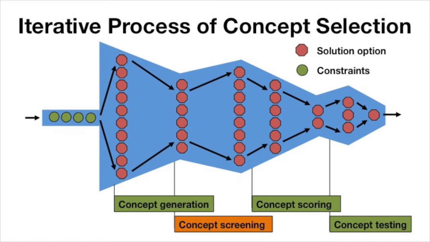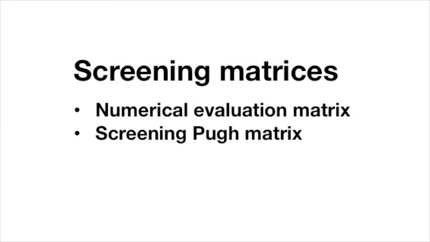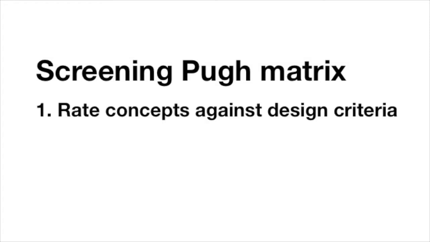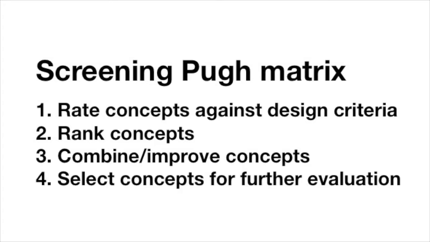The previous video mentioned two different types of screening matrices, the numerical evaluation matrix and the screening Pugh matrix. This video is going to cover how to set up and use a screening Pugh matrix. Using a screening Pugh matrix allows you to do four things. Rate the concepts against the established design criteria. Rank the concepts. Combine and improve the concepts through the process of reflection. And select concepts for further evaluation.